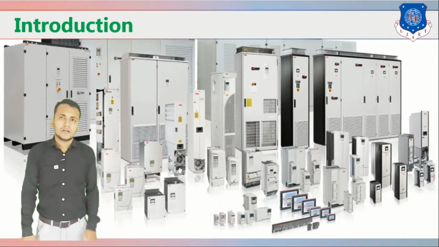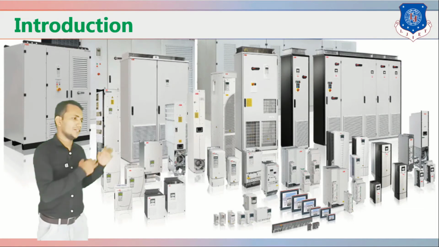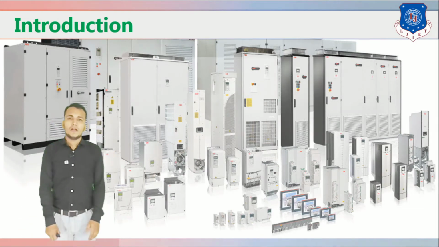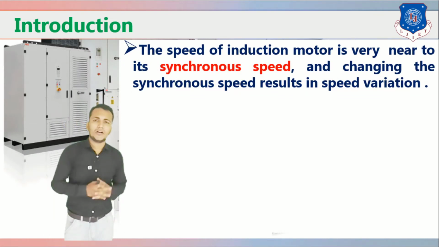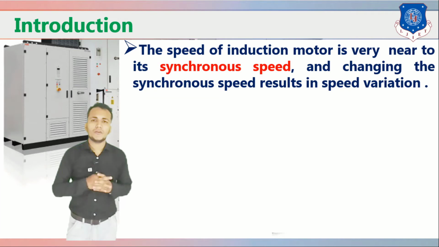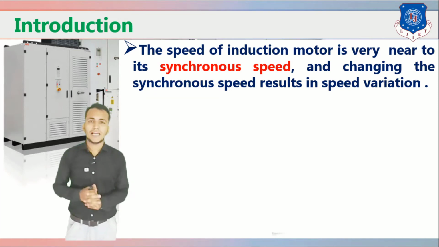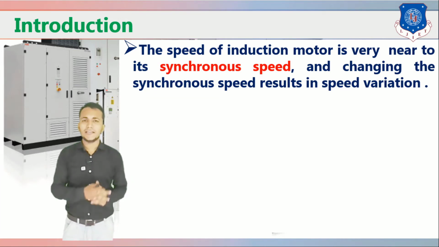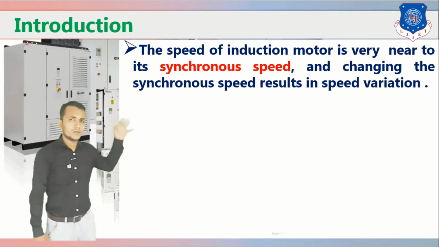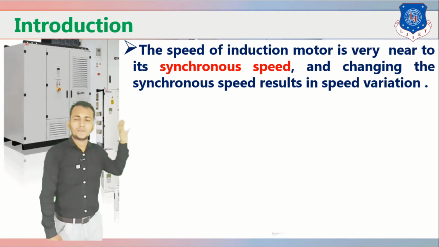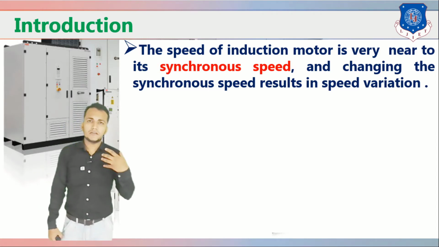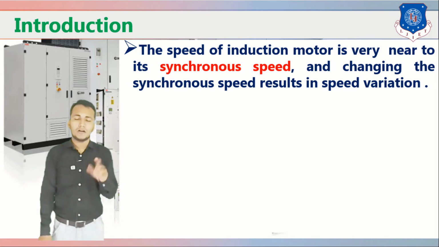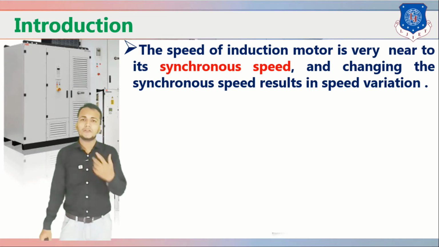Now the introduction, the chapter introduction. In the introduction we see that the speed of an induction motor is very near to its synchronous speed, and changing the synchronous speed results in speed variation. We know that in the induction motor, the synchronous speed is given by Ns, but actually the induction motor rotates at a speed of N.